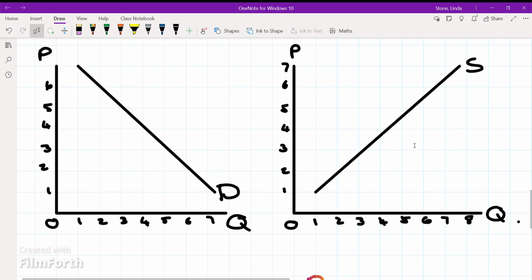Right, so when the price of a product changes, on my left-hand side I have a demand curve, and on my right-hand side I have a supply curve. Now, in both cases, when there is a change in price, there will be a movement along the curve. So let's quickly see what that means.